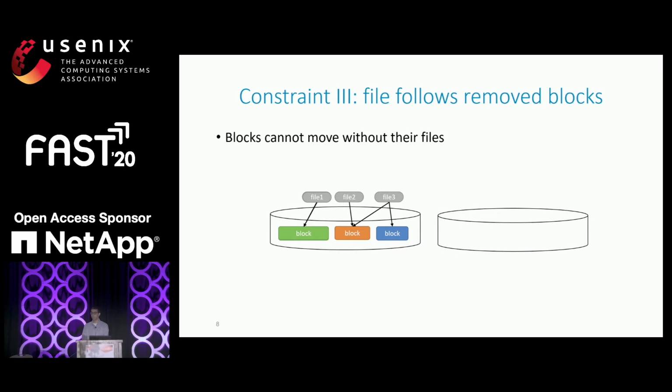The last group of constraints is that if a block was moved to the destination volume due to some other file it belongs to, then all of the associated files that include this particular block will also have to be remapped into the destination volume in order to preserve the integrity of the data.